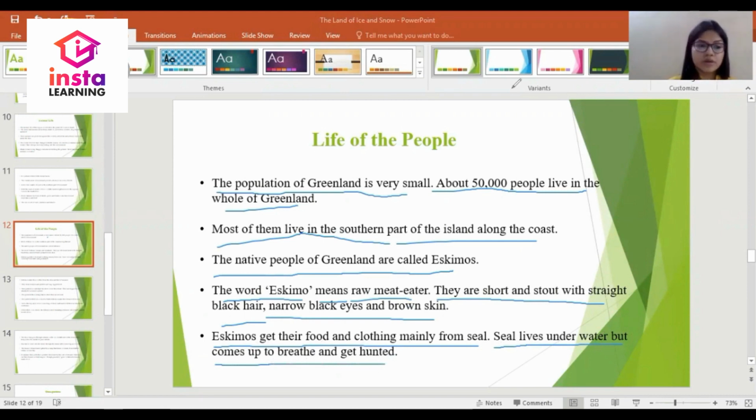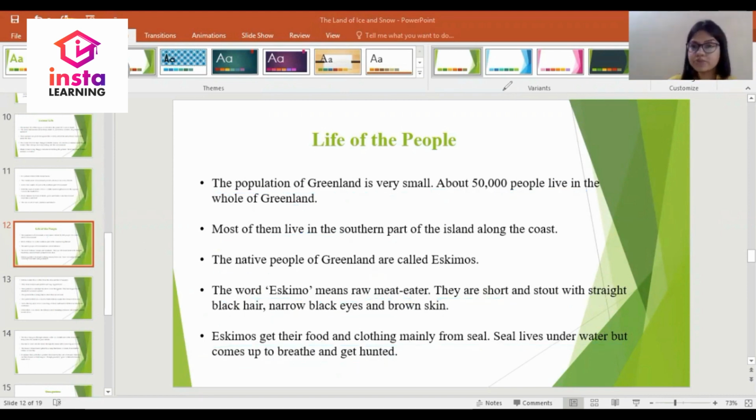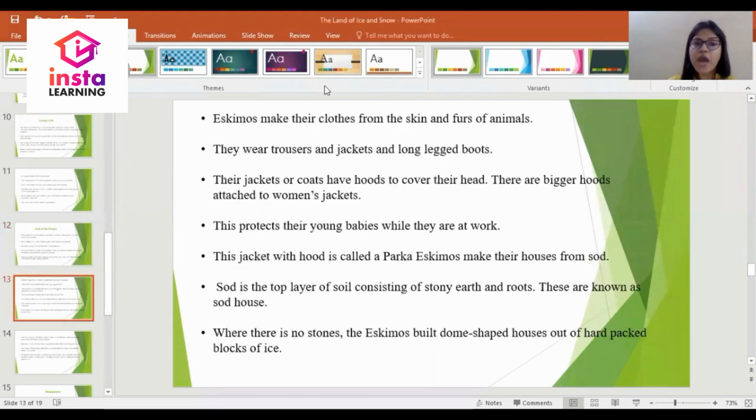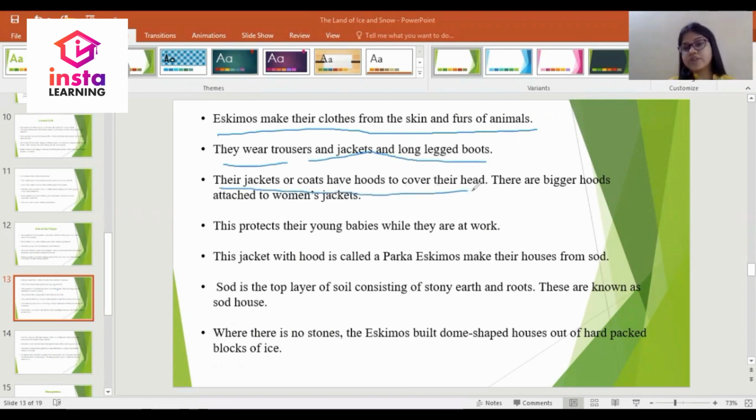Dear student, let's move ahead and understand life of the people. So Eskimos make their clothes from the skin and fur of animals. They wear trousers and jackets and long boots. Their jackets and coats have hoods to cover their head.